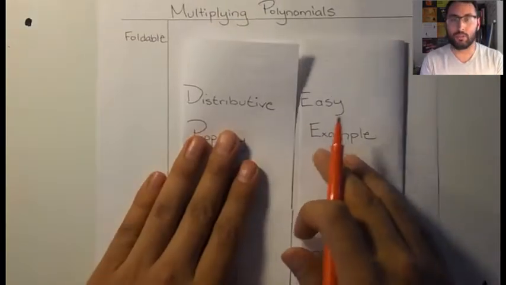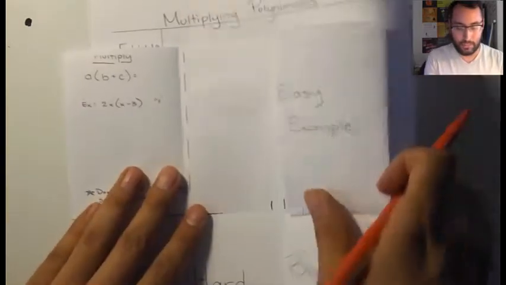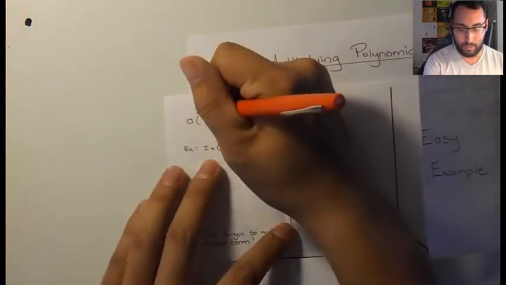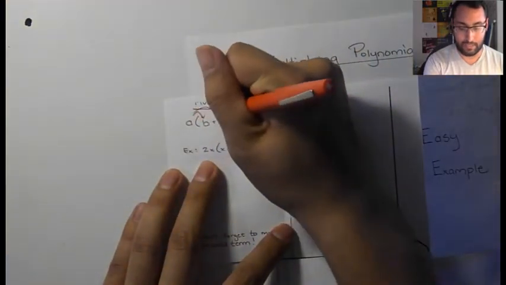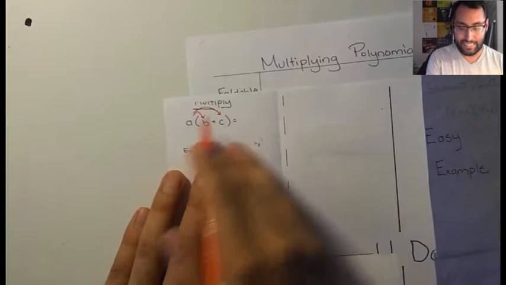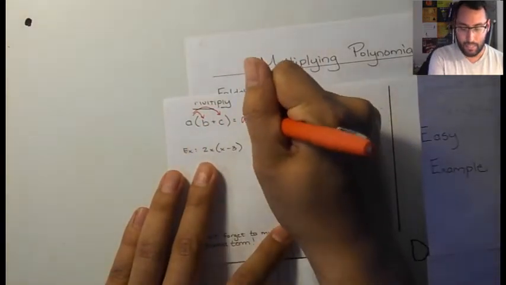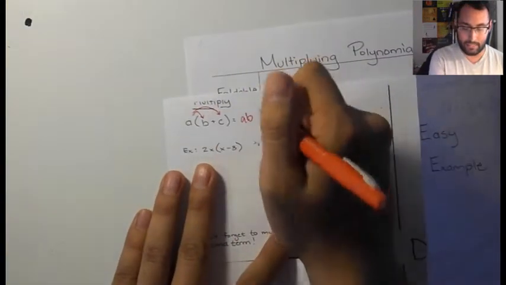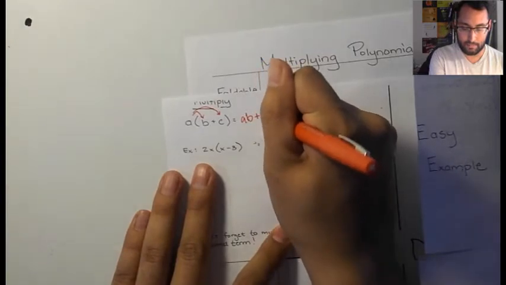So let's get to the first one on the top left, which is distributive property. In the distributive property, when we have this, we multiply. So a times b becomes ab. And we also multiply it to the second term, so a times c is positive ac.